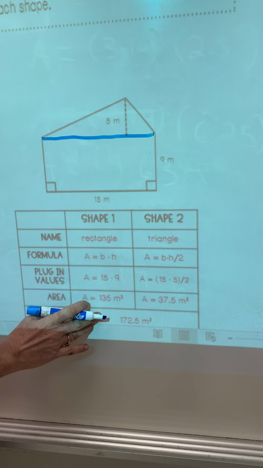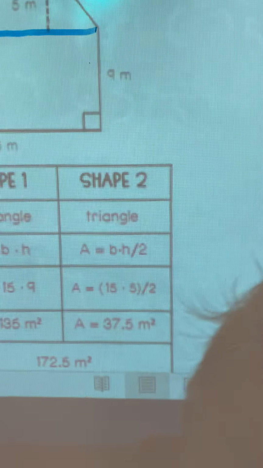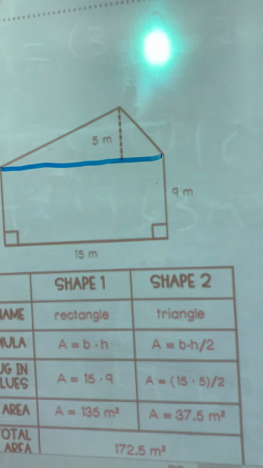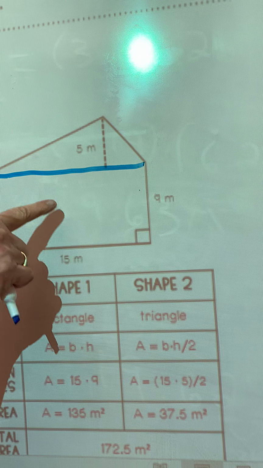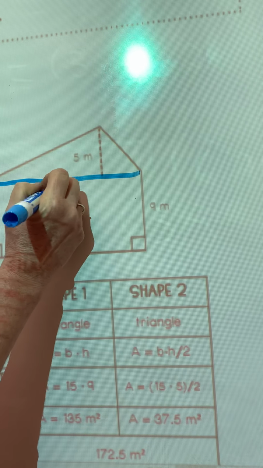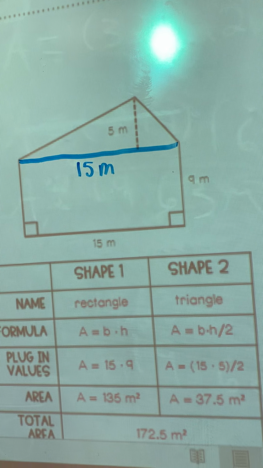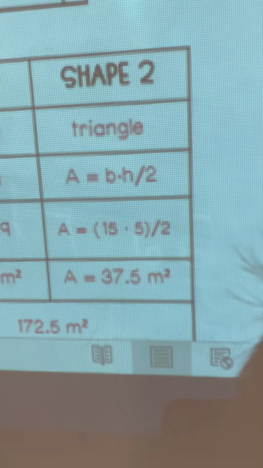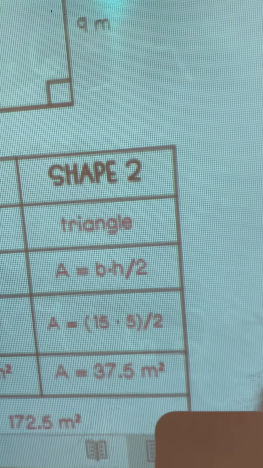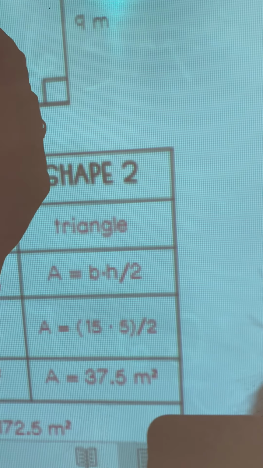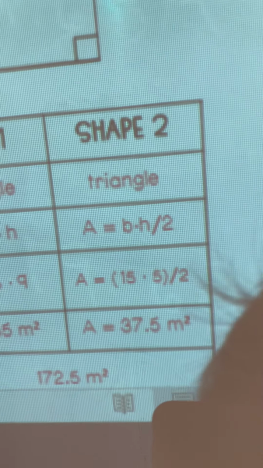I've solved for the rectangle, but I still need to solve for shape 2, the triangle. Again, I don't see a base for my triangle. And that is where I know that with the parallel sides on a rectangle, this side is also going to be 15 meters. Knowing that, I can now find the base of my triangle. For that, I now have 15 meters, and then I have 5 meters for my height because the vertical line is your height.